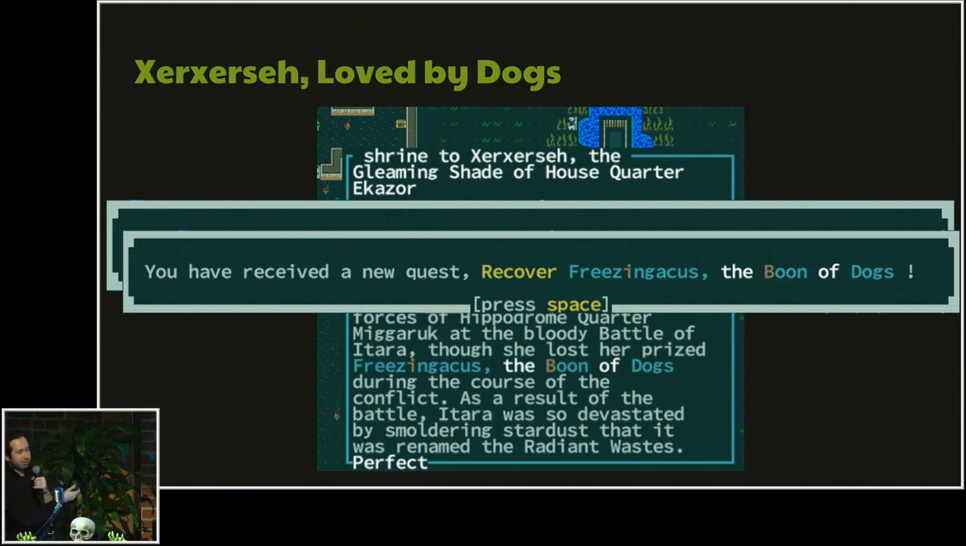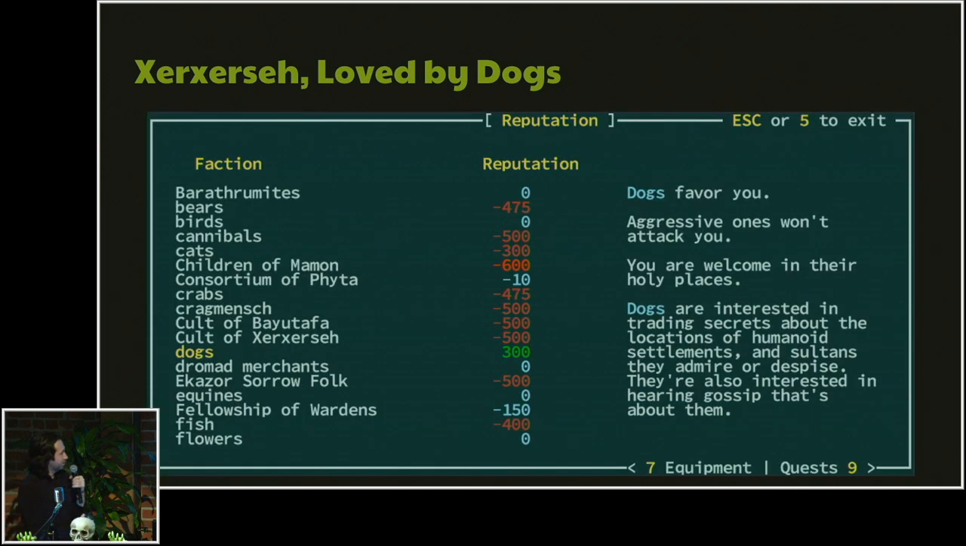But what does it mean that Sixersi was loved by dogs? She seemed to be fond of dogs herself. What does that mean in terms of the experience that you might have in the game? Well, dogs are actually one of several factions in Caves of Qud. There are over 60 factions. Dogs are a unique faction. They have the distinction of being the only faction that you start with positive reputation with. Every other faction in the game either doesn't like you at all or at best feels ambivalent about you, but dogs like you.